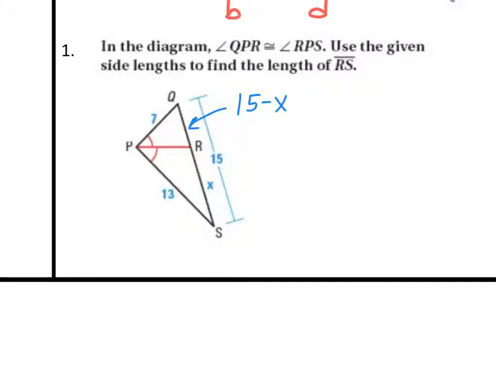Now, write your proportion. Because you have an angle bisector, the opposite side is divided proportionally. 15 minus x corresponds to x. That is proportional to 7 over 13. Cross multiply and solve, please. I'm not going to do that part for you. Make sure 15 minus x goes in parentheses when you do that.